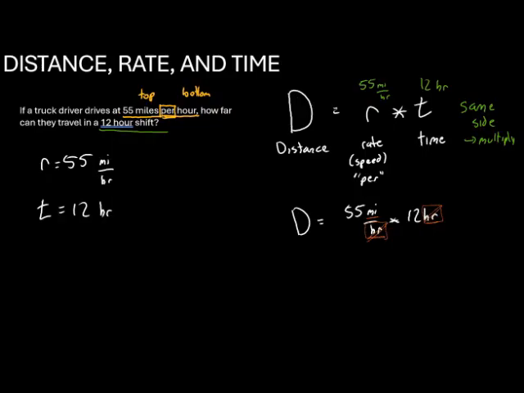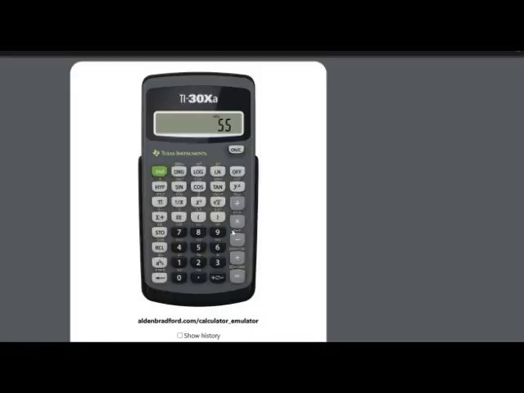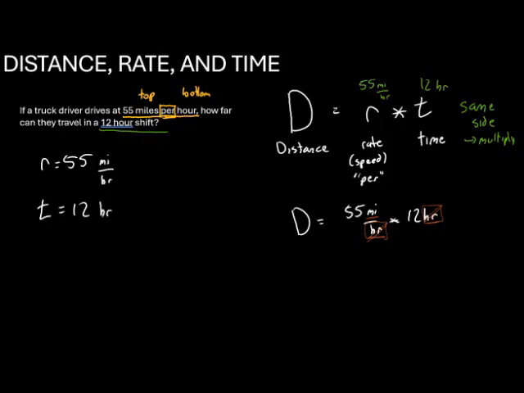Now all we need to do is go to the calculator and multiply. We enter our 55 and we multiply by 12. When we press enter, we get 660. Therefore, the distance will be 660. Let's make sure we get the right letters here. We just crossed out the hours when we did this calculation, and what we have left is miles.